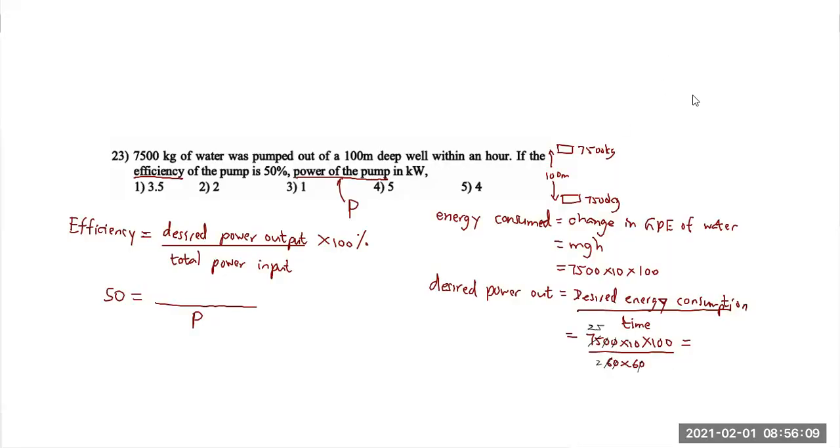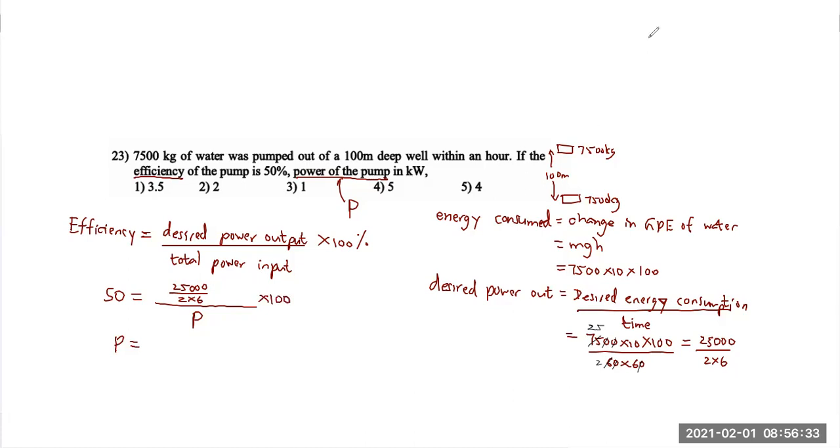And if you simplify this, what will you be getting? Let's leave it as it is: 25,000 divided by 2 into 6. And then I'll substitute here. That's the desired power output, isn't it? 25,000 divided by 2 into 6. Right, so the power is actually equal to that into 100. I can't forget the 100 there.